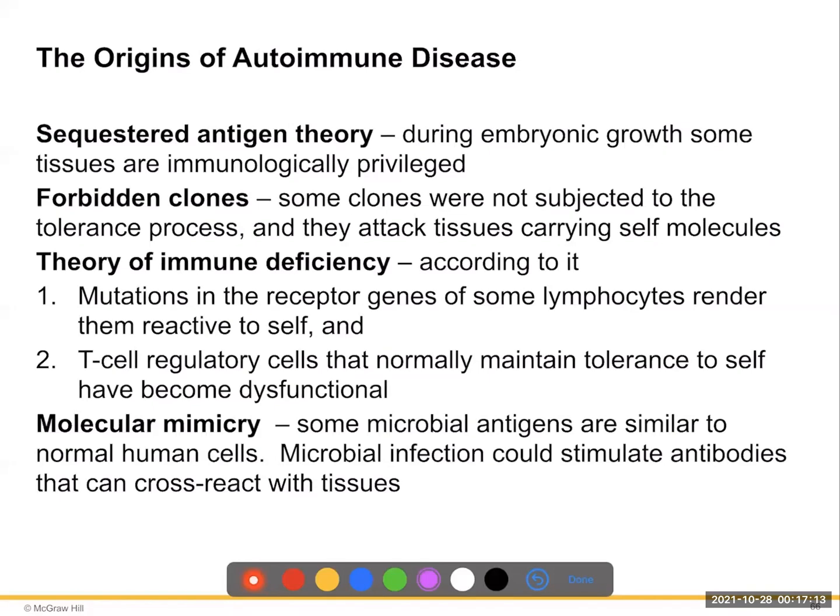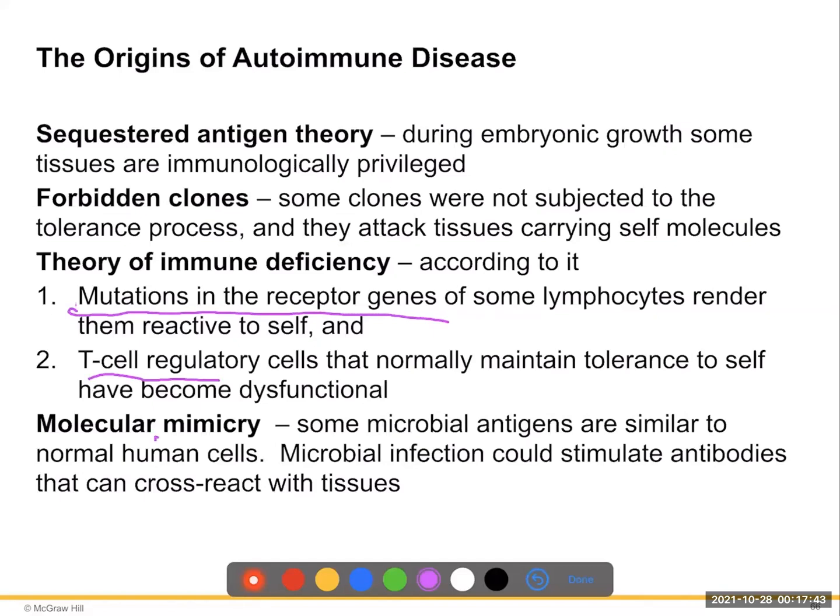So, theories of immune deficiency: mutations in the receptor genes can cause some lymphocytes to become reactive to self tissues. You get a mutation and it causes a gene to be produced that all of a sudden does not produce the right receptors, and now we find that as foreign. Regulatory T cells, which normally maintain tolerance to self, have become dysfunctional. These mark things as regulatory and self, so we don't attack it.